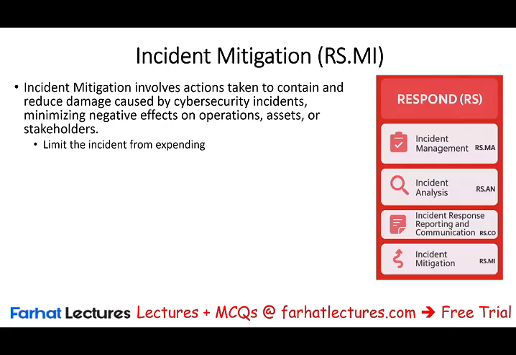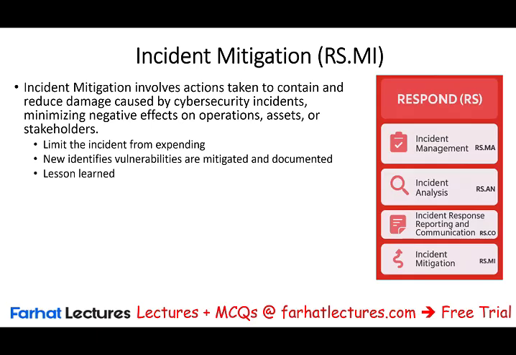This is what we mean by incident mitigation. Part of this process is we identify new vulnerabilities and make sure those new vulnerabilities are mitigated and documented. Simply put, part of incident mitigation is lessons learned. We need to know how to stop it and what we should do next, because the next thing we have to do is recover. And everything that we did here will help us in the recovery stage.